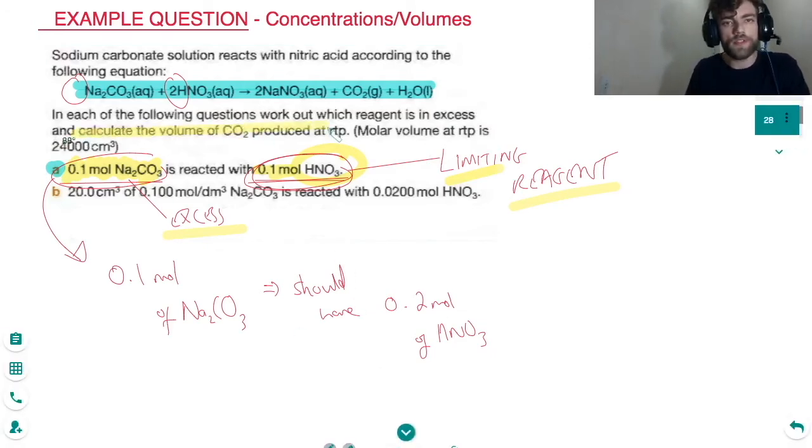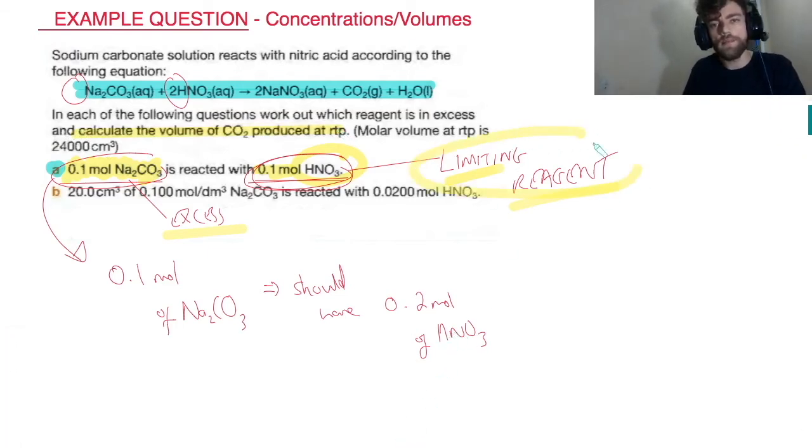Okay, and so this is really important for the second part of this question, which is finding the volume of CO2 produced at room temperature and pressure. The reason that it's important is it is the limiting reagent or limiting reactant, the terms are synonymous, that controls how much product is produced.